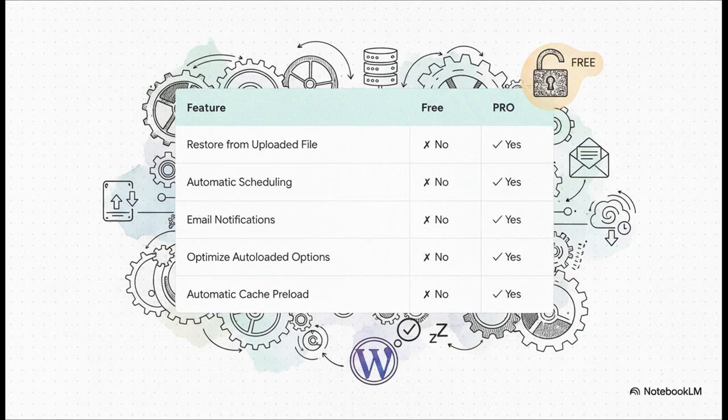Now, our free version is extremely powerful on its own, but the pro version is where you unlock true automation. This is really for people who want their site to basically maintain itself. With Pro, you get things like automatic scheduled cleanups and backups, email notifications to let you know it's done, advanced optimization tools, and even an automatic cache preload feature that keeps your site warm and fast 24/7. It really is the set it and forget it solution.